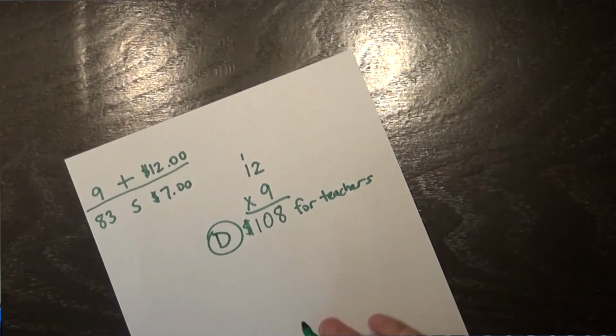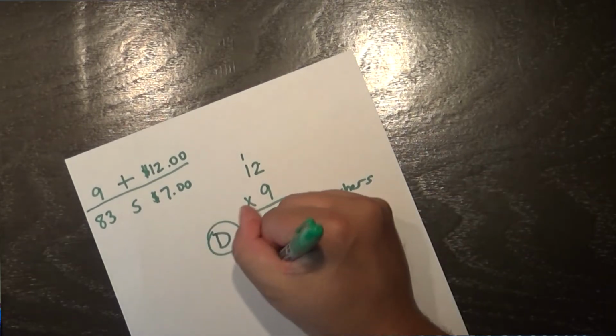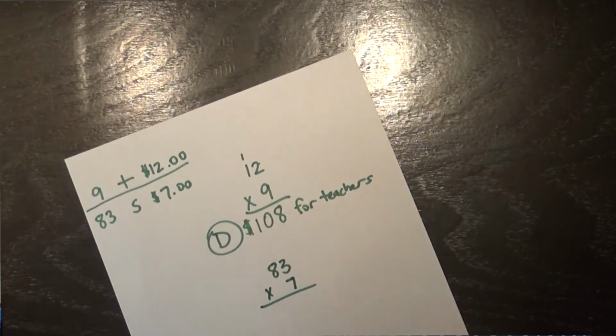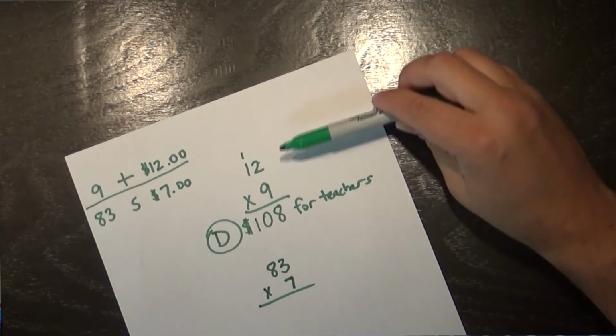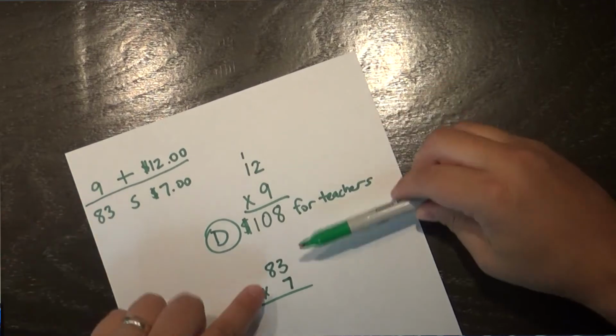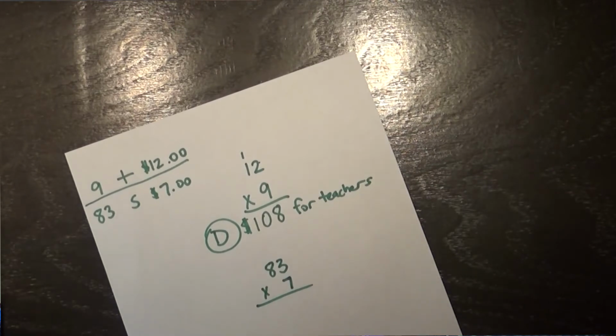Let's do the same type of math, but now for the students. So there's 83 students that cost $7 each. That means we're going to take 83 students times $7. Now notice real quick here, up here I had 12 on top, that was the cost, and 9 on the bottom, that was the amount of teachers. Now I have the amount of students on top and the cost on the bottom. That's because in multiplication, the order doesn't really matter. I'm putting the larger numbers on top because it's going to make more sense for me as I do the math. I could switch them if I want to because the order doesn't matter. I like to have the larger numbers on top.